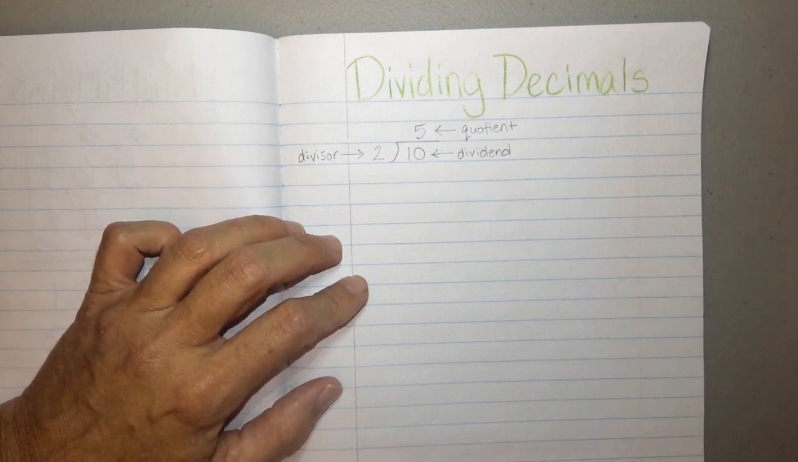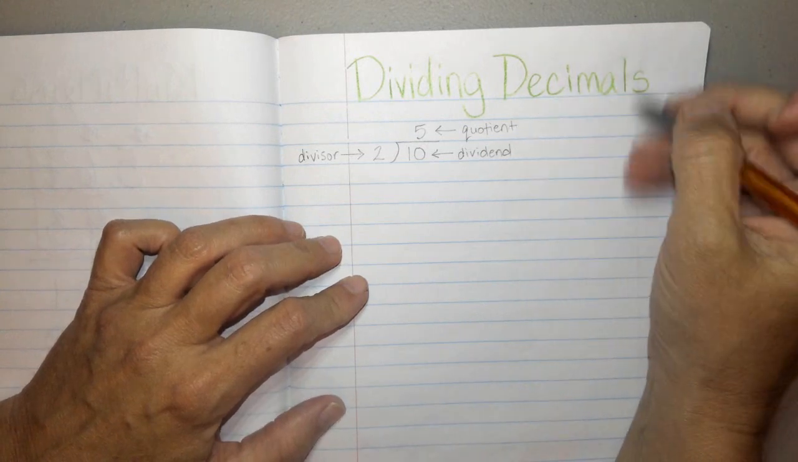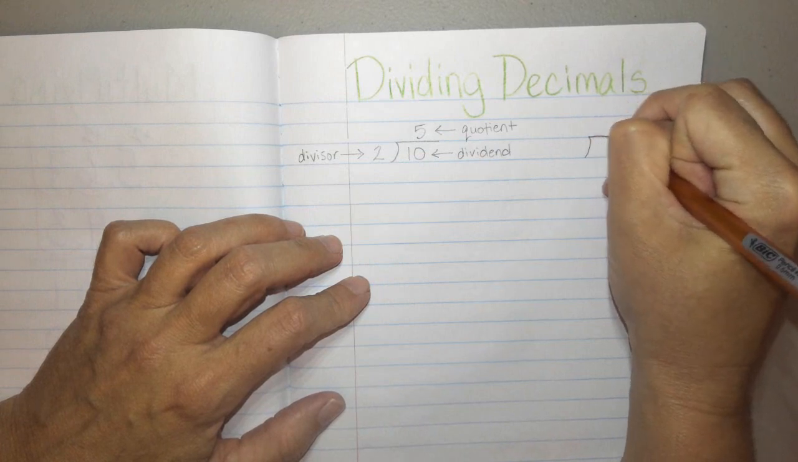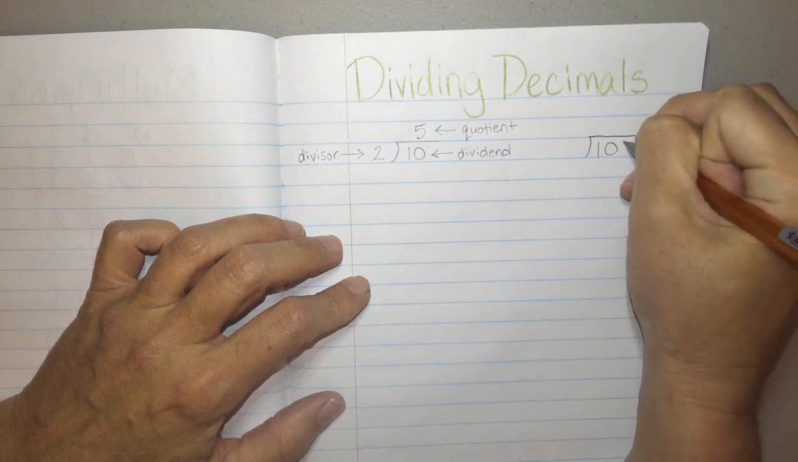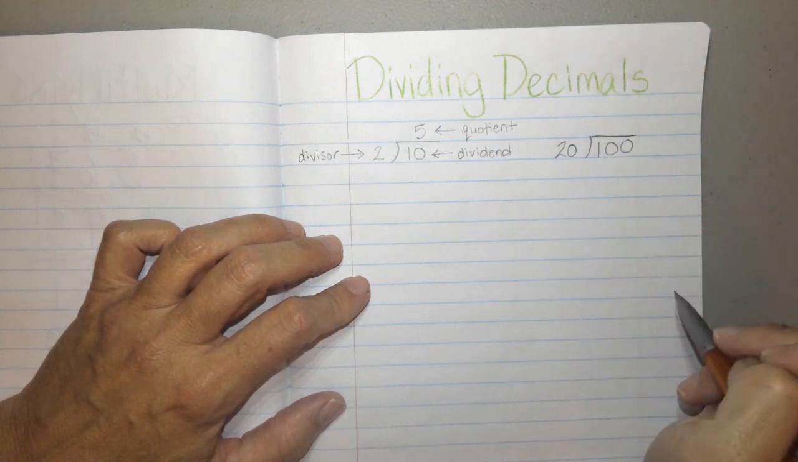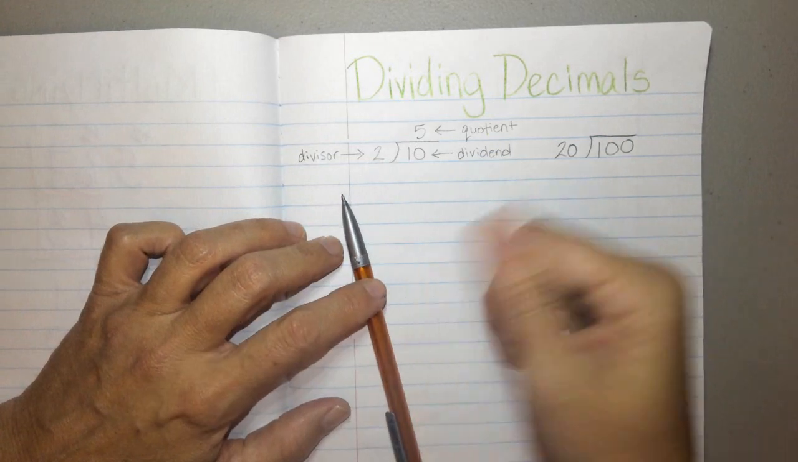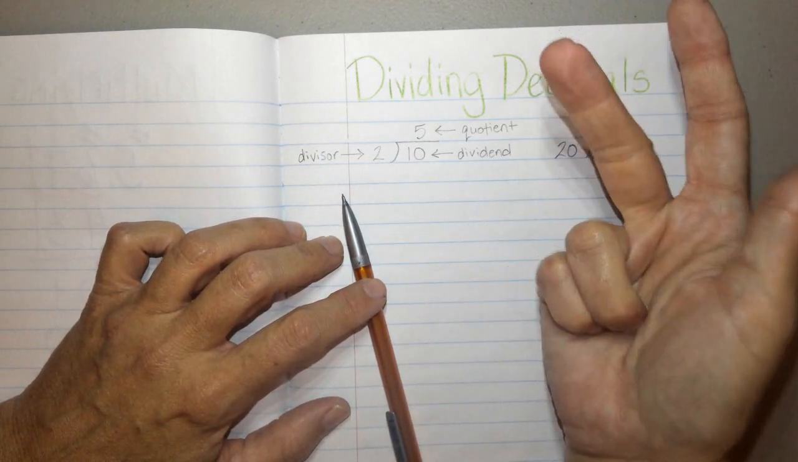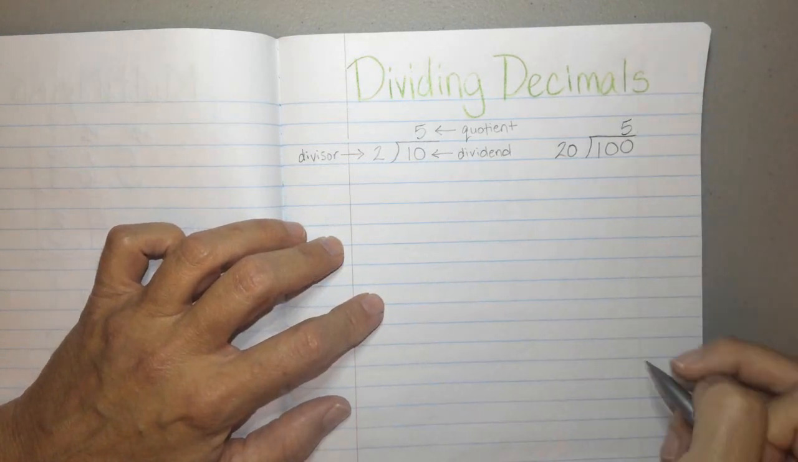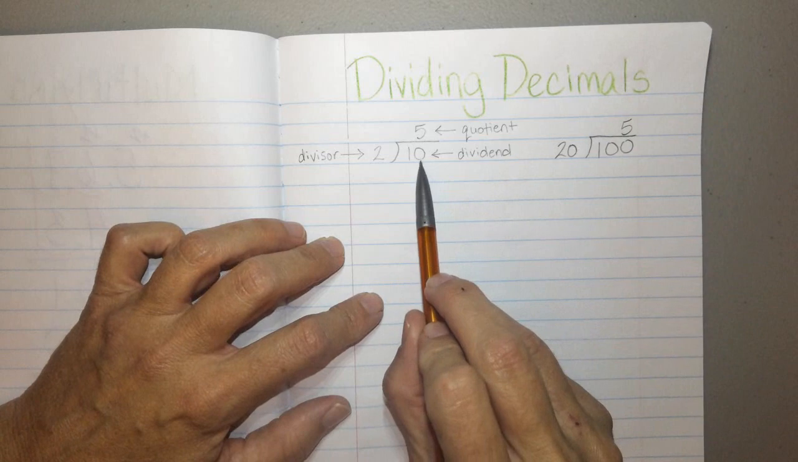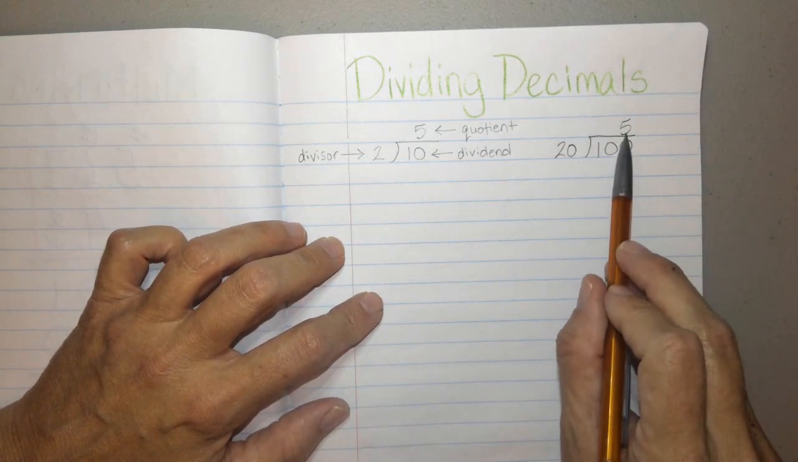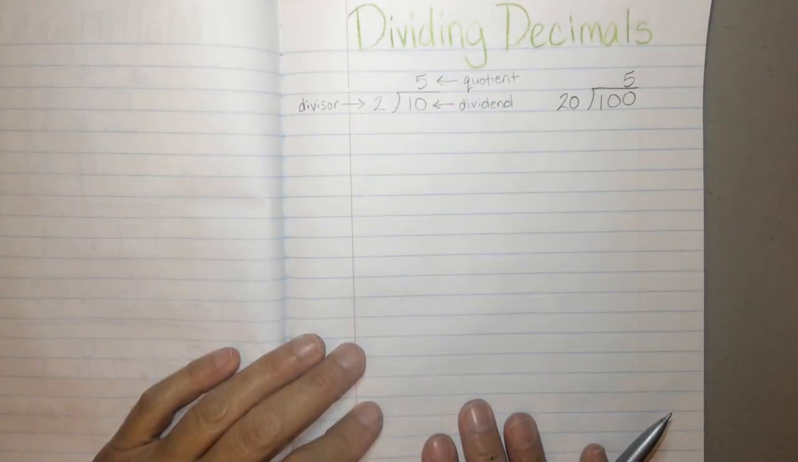The other thing that we need to talk about is how 10 divided by 2 is the same as 100 divided by 20. I want you to think about that. 20, 40, 60, 80, 100. 5 20s go into 100. So if you multiply the dividend and the divisor by 10, you get the same quotient. We're going to use that in a moment.